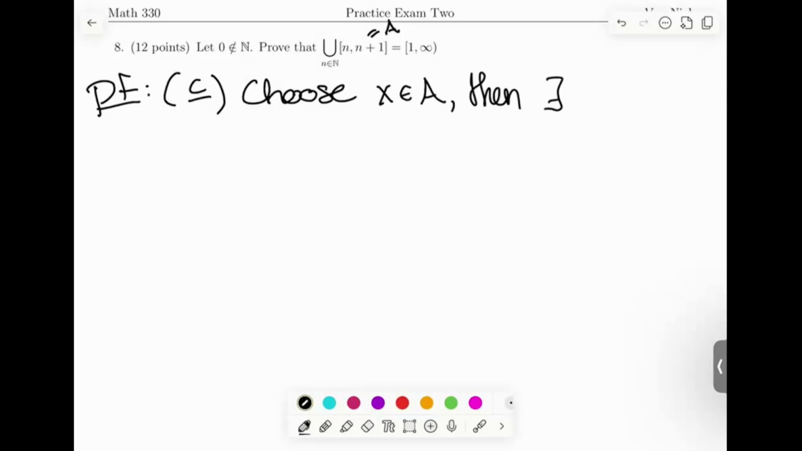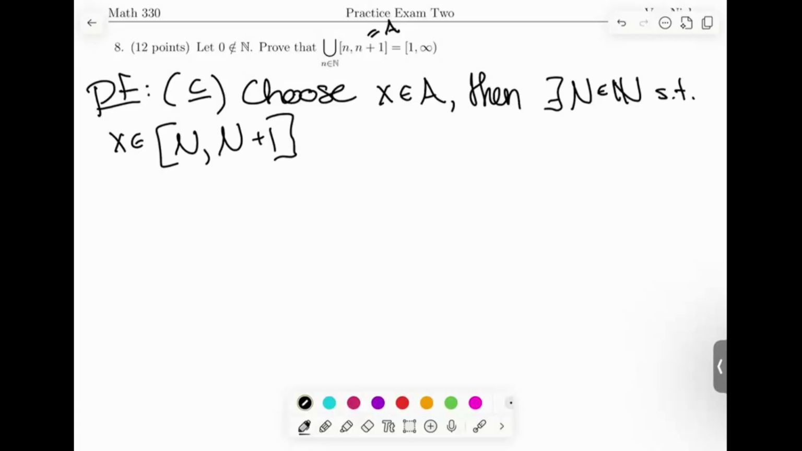Then there exists an n in the naturals such that x is in the interval from n to n plus 1. Because if I'm in a union of stuff, that means I have to be in at least one of them. I could be in multiple of them, but I just need to be in at least one. What does it mean to be in this interval? That means that x is greater than or equal to n and less than or equal to n plus 1.